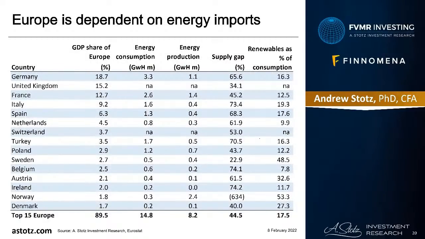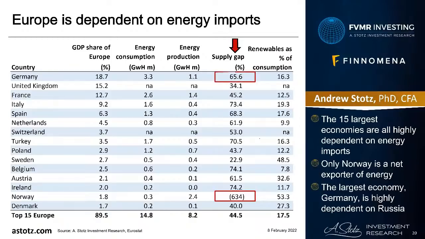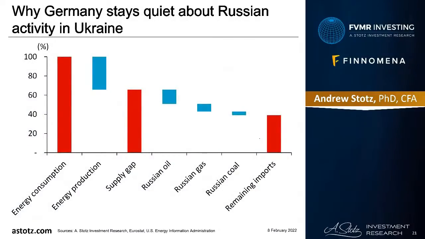Let's look at Europe and see that it's dependent on energy imports. So I just look at this supply gap, and what I'm showing here is the production versus consumption. And the 15 largest economies in Europe are heavily dependent on energy imports. Only Norway is a net exporter, meaning a negative in this column. The largest economy in Europe, Germany, is highly dependent on Russia for importing. So it's a pretty significant amount of dependence that Germany has, as well as the rest of Europe, on Russian gas. So though the US may try to stoke the fears and stoke a war between Russia and the US, Germany and Europe would suffer dramatically. So this is why Germany stays quiet about Russian activity in Ukraine.